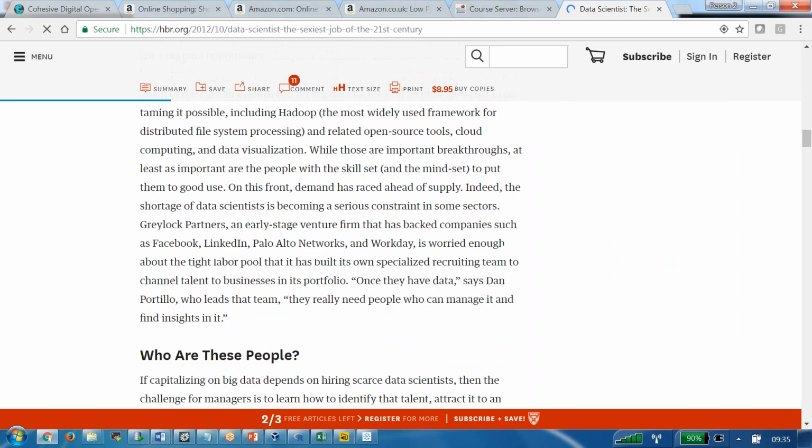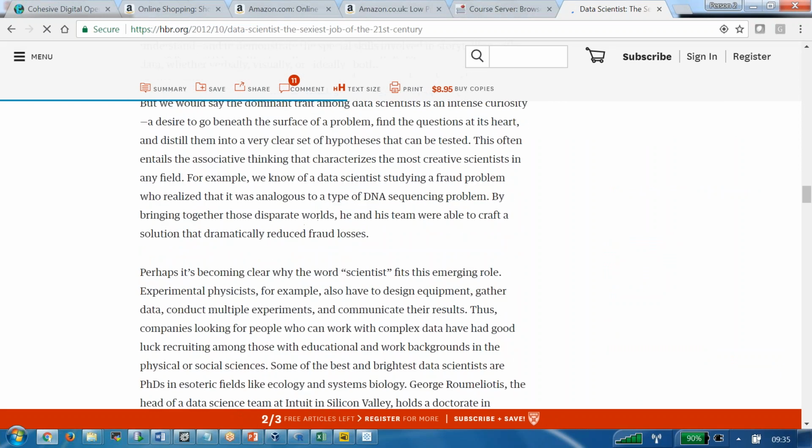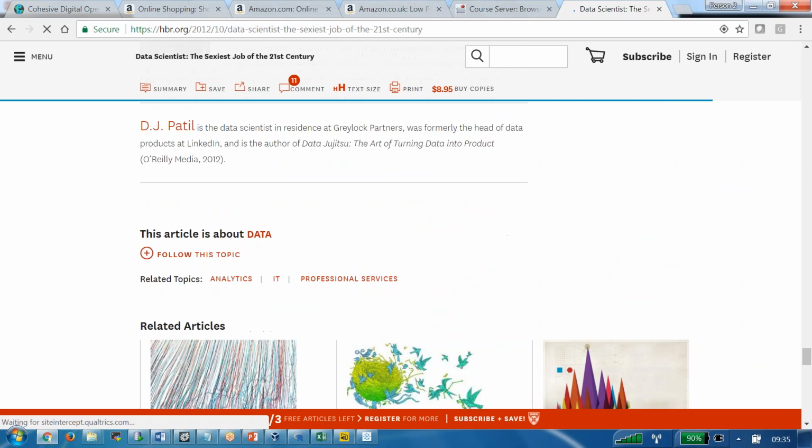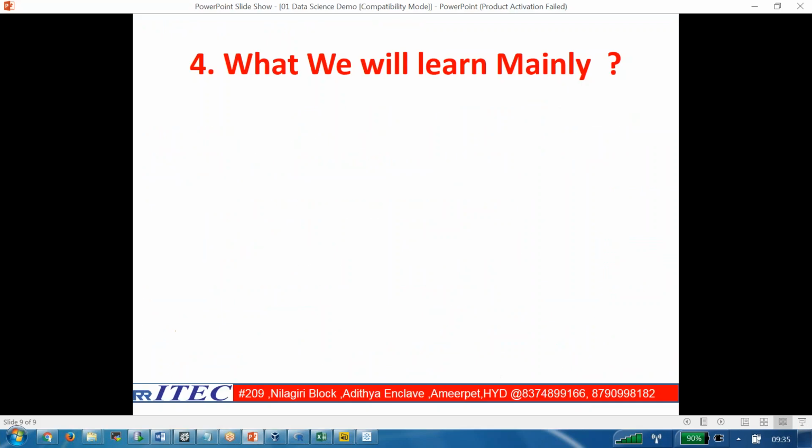Why is it called like that? What is the scope of this article? Just try to read it. Then you will come to understand why we need to learn this particular subject.